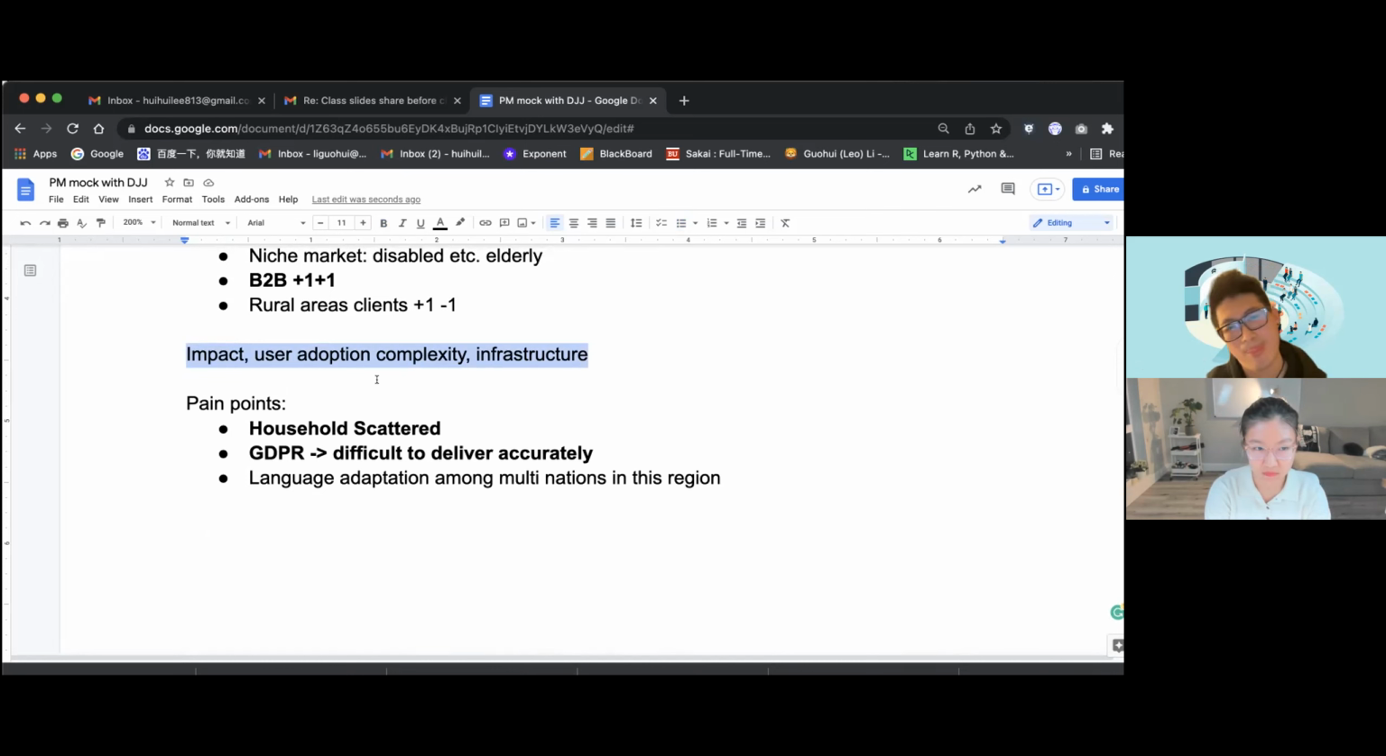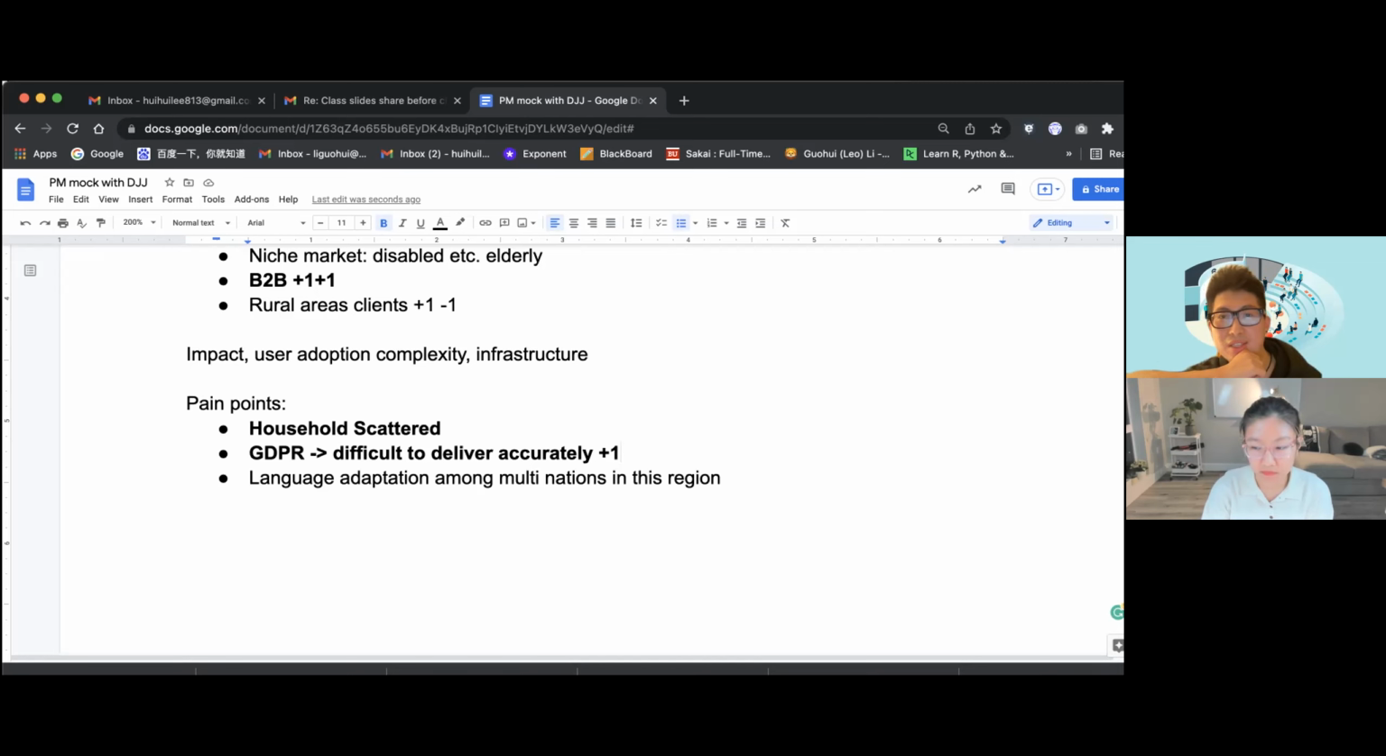I would probably say GDPR is a huge challenge here, because we're Google, right? We are not a local business operator in Europe. So if we can solve the GDPR problem, I think it's easier for us to provide a more holistic experience for all the users in the whole European region. Compared to the household and language adaptation, I think these two challenges could be solved by some domestic companies. And I don't think there is a huge difference whether Google is working on that or DoorDash is working on that.